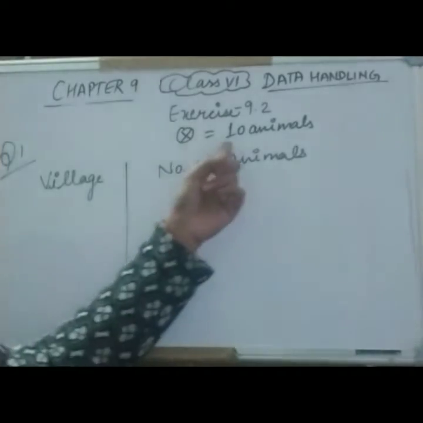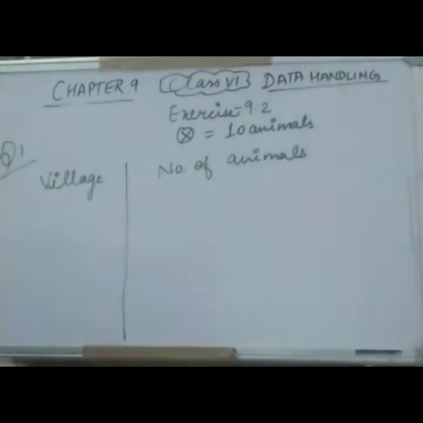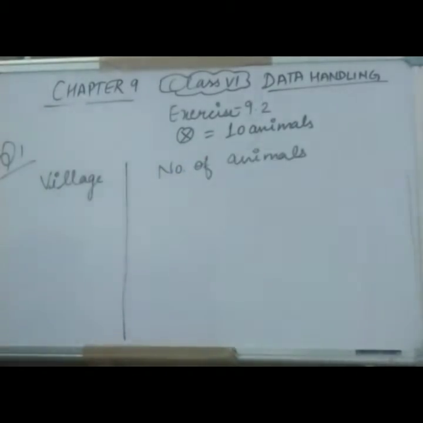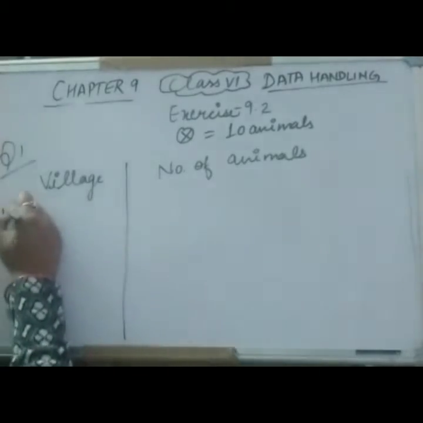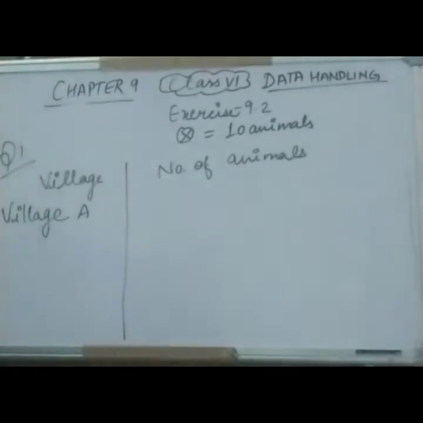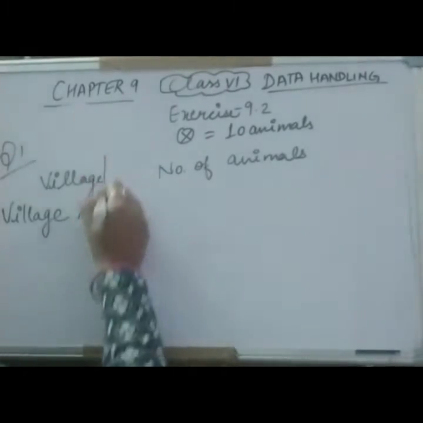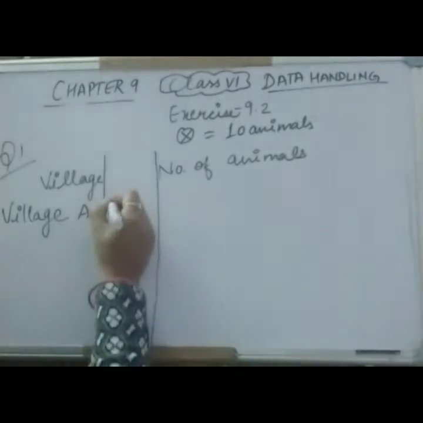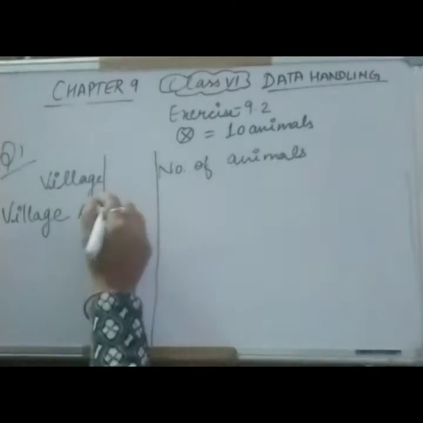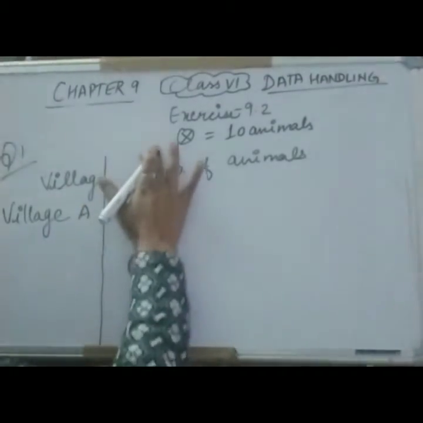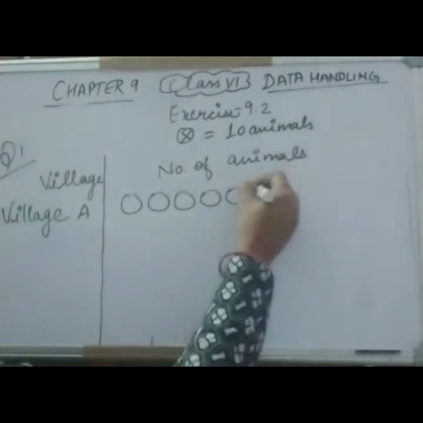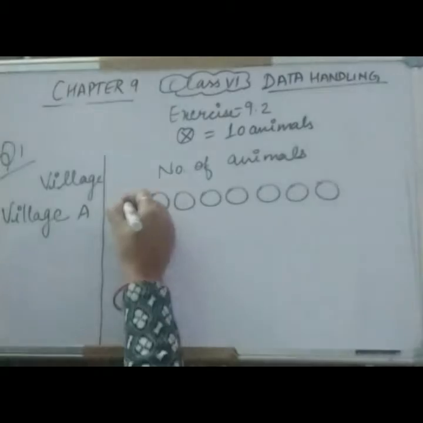So we will divide the given numbers by 10. In village A there are 80 animals, so we divide 80 by 10. It will be 8. So it means we will make 8 symbols: 1, 2, 3, 4, 5, 6, 7, 8. So 8 symbols.